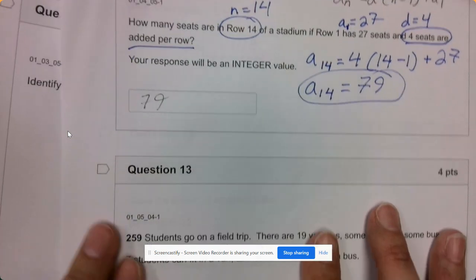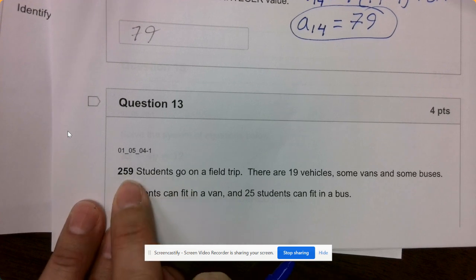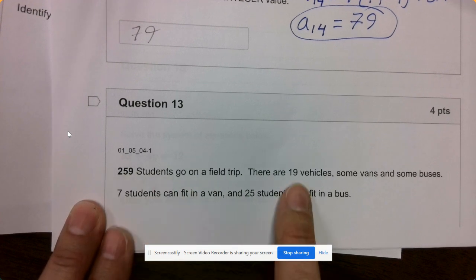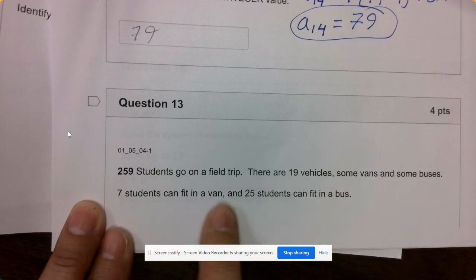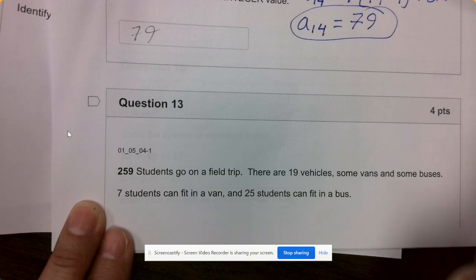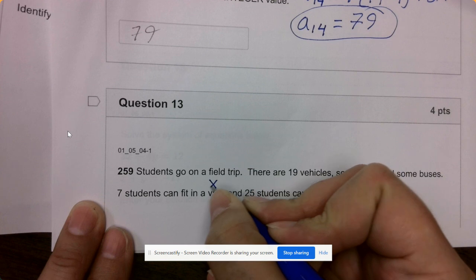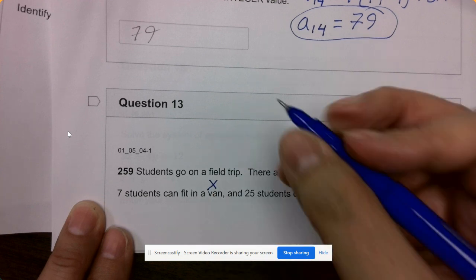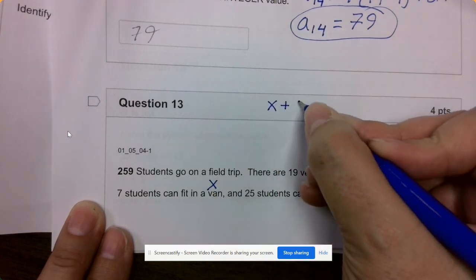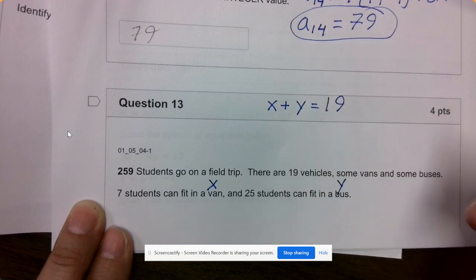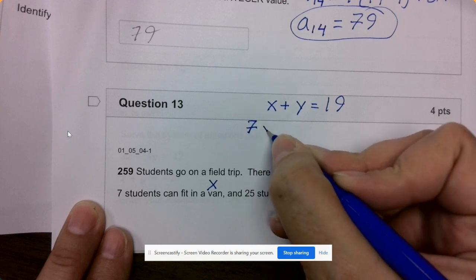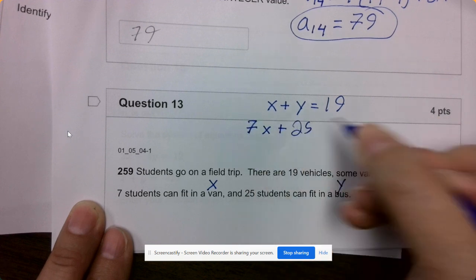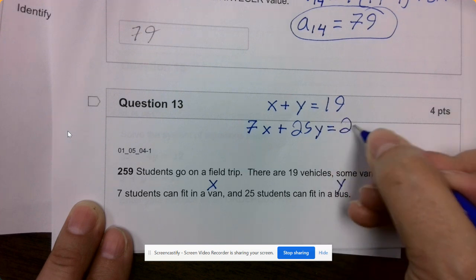Okay, next one, everybody. 259 students are going on a field trip. There's 19 vehicles, some vans, some buses. 7 students can fit in a van, and there's 25 students in the bus. Okay, so the van I'm going to do X, the bus I'm going to do Y. So X plus Y is equal to 19. 7 students can fit in a van. 25 students can fit in the bus, and it's going to be 259.